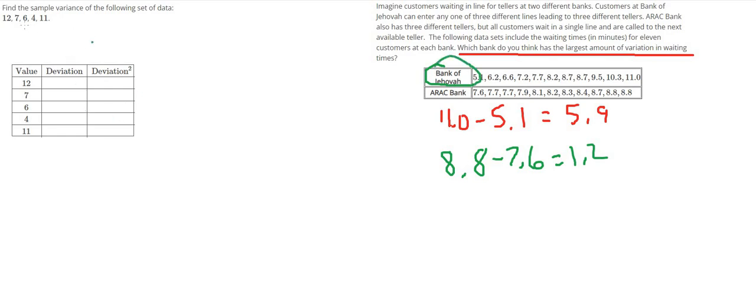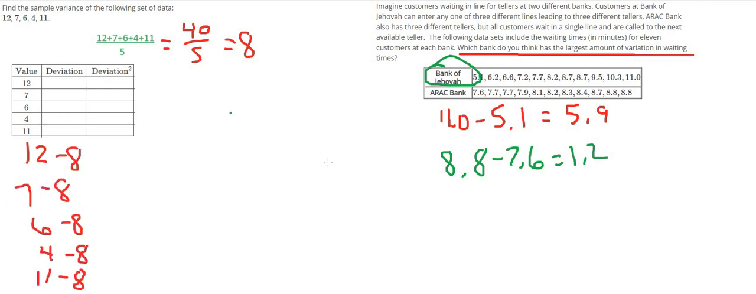For the sample variance, this is over here on the left, we first need to find the average. So we need to add all those numbers up and then divide by how many numbers there are, which is 5. So when we add all those numbers up, the numerator is going to be 40, and 40 divided by 5 is 8. So now we want to find the deviation. The deviation is the difference between the value and the average, which was 8. So we can make a quick table here. Again, we are finding the difference between the value and the average.